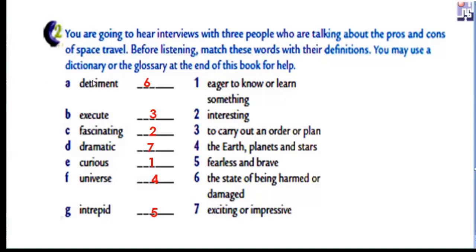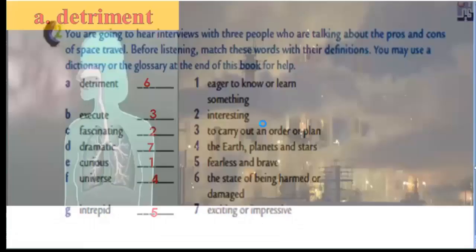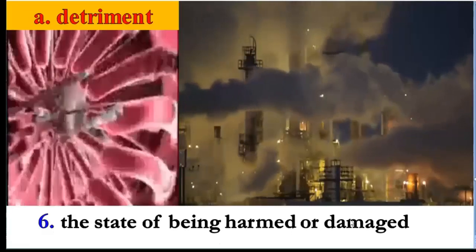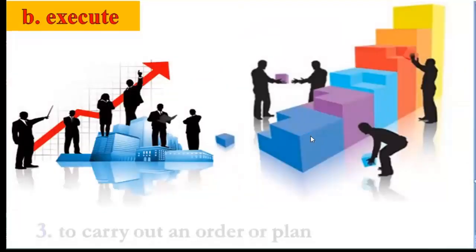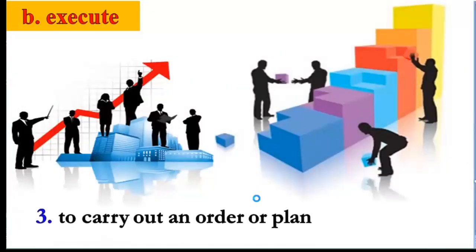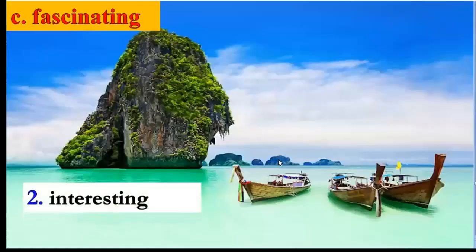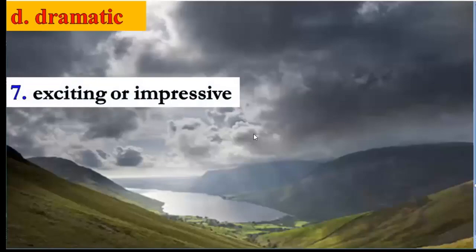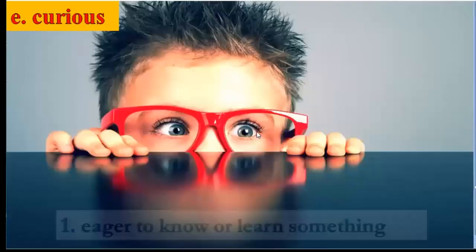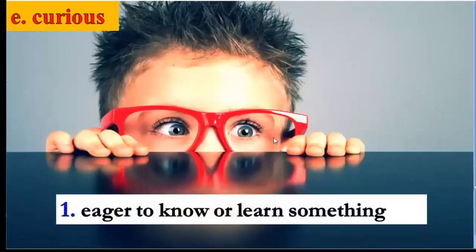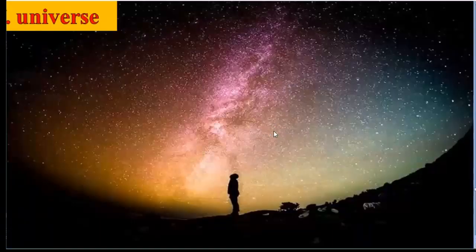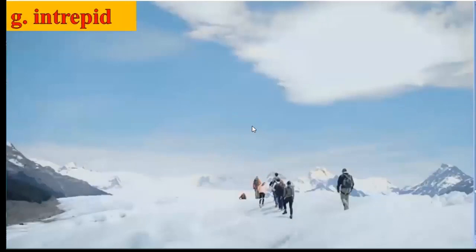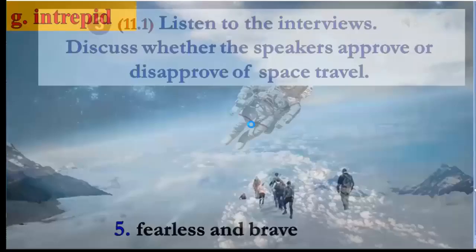These are the new vocabulary, dear students, and I'd like you to have a look at these definitions again. Detriment, the state of being harmed or damaged. Execute, to carry out an order or plan. Fascinating, interesting. Dramatic, as you can see in front of you, exciting or impressive. And here, curious, eager to know or learn something. Universe, as you can see, dear students, the earth, planets, and the stars. Intrepid, dear students, fearless and brave.